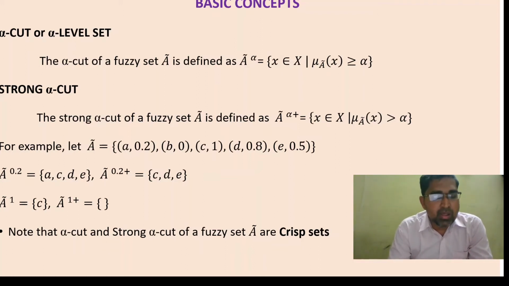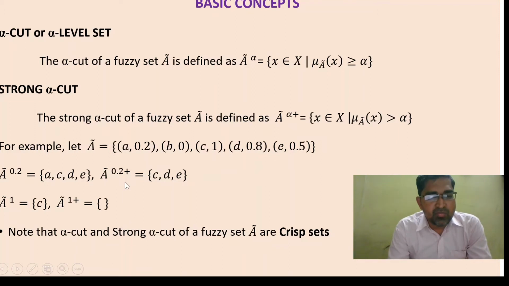For example, let us assume the fuzzy set A = {(a, 0.2), (b, 0), (c, 1), (d, 0.8), (e, 0.5)}. If you assume alpha equal to 0.2, what is the 0.2 cut of the fuzzy set A? It is a, c, d, e, because these four elements have membership value greater than or equal to 0.2.